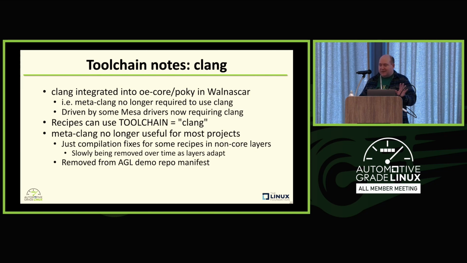I kind of hoped this was going to make Scarthgap, so it's good that it's in now. And like I said, meta-clang now is almost redundant. I think it will be made completely redundant in the next year. There might be some corner case if you have some odd layers that are slowly maintained. There still might be a need for it. But we haven't needed it in AGL on the next branch, so I've removed it.